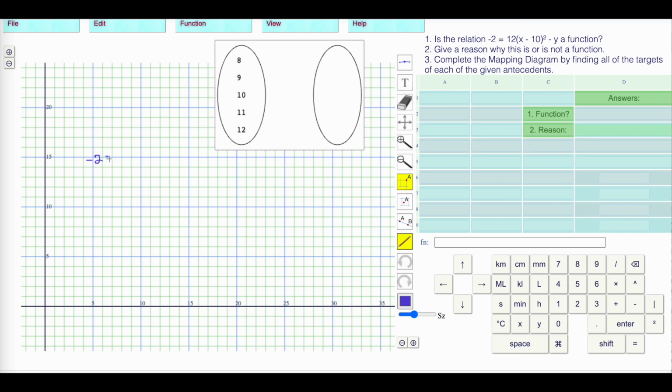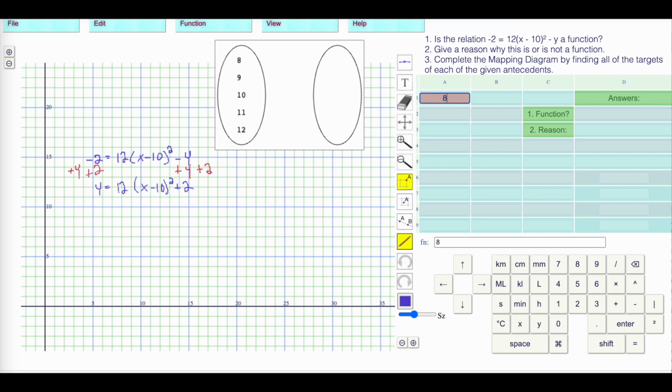-2 is equal to 12 times (x take away 10) squared take away y. I want to get the y all alone. Add y to both sides. I want to get rid of this -2. Add 2 to both sides. That gives us y is equal to 12 times (x take away 10) all squared plus 2.